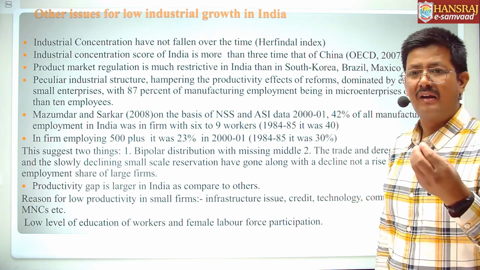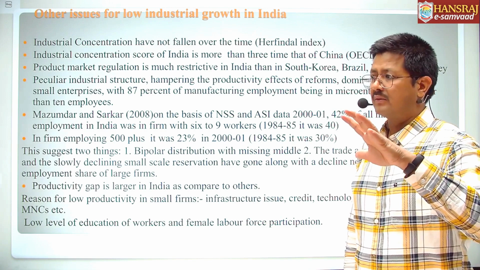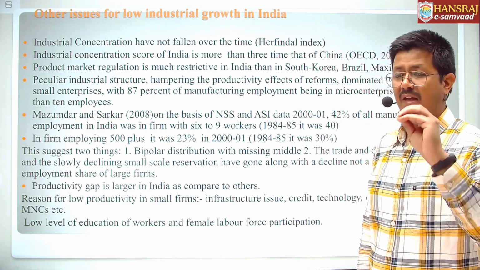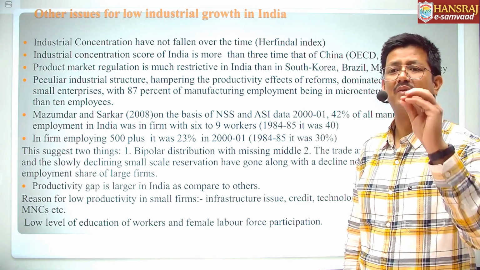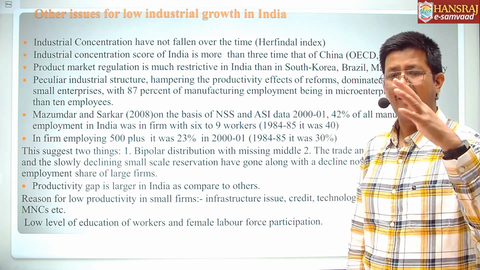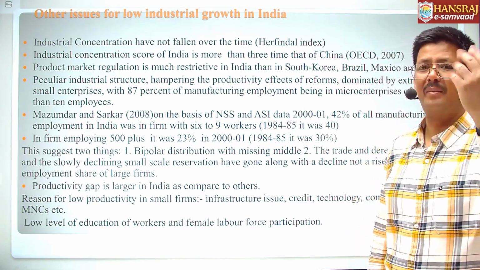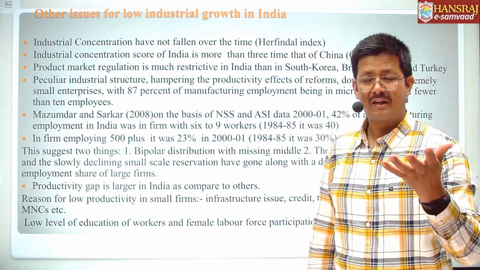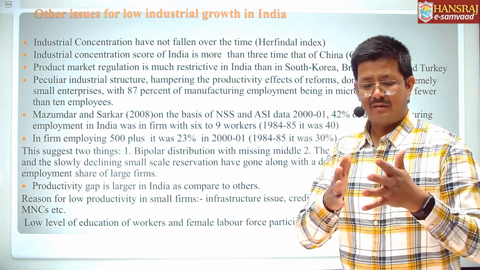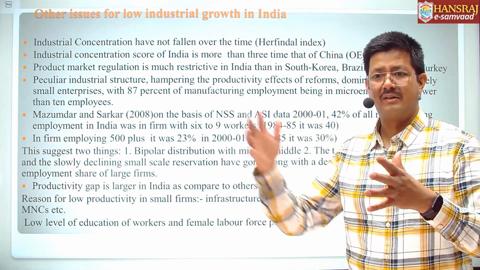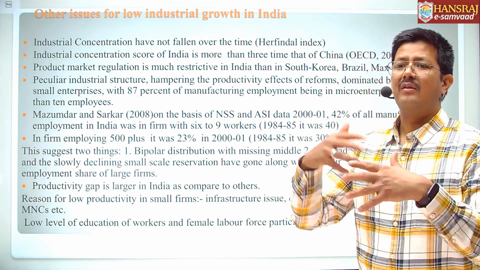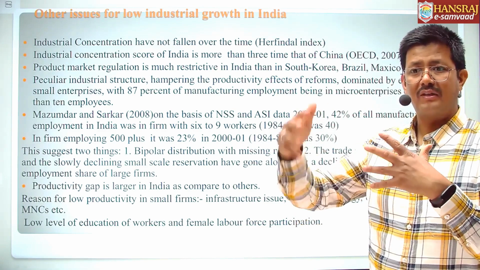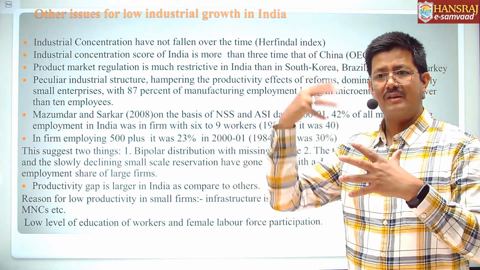It means that the size of manufacturing units is small. Manufacturing activity is generally happening in the informal sector, and that is increasing over time. So their productivity is low, and their output is also low. Wages are low.